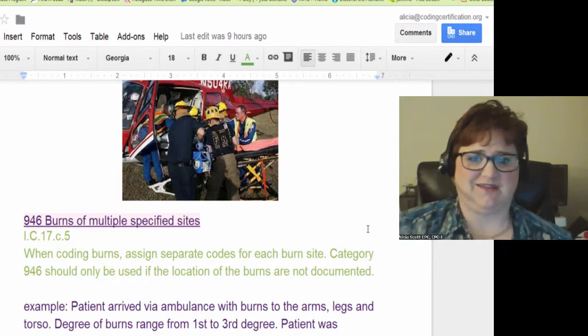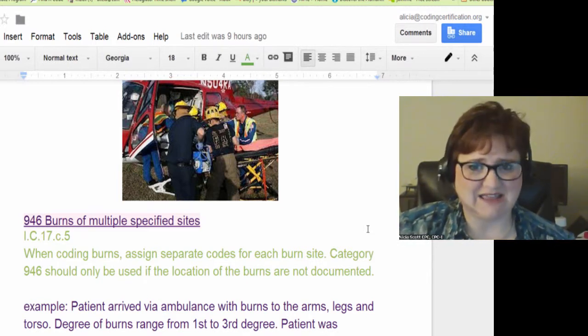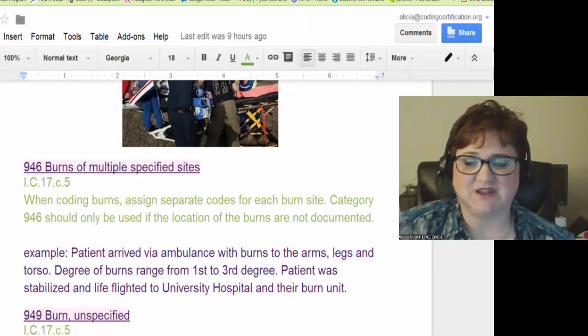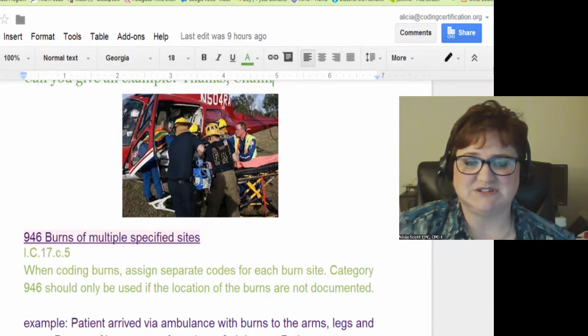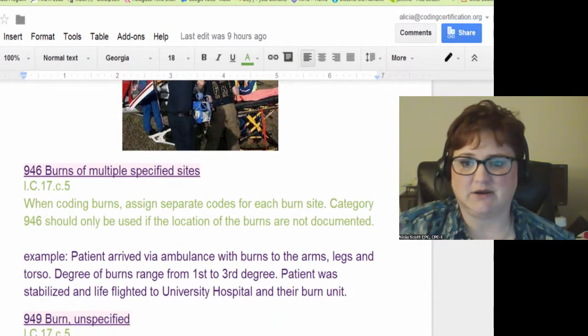Well, you're thinking, when would they ever not document burns? Well, surprisingly, it can happen, and I came up with an example off the top of my pretty little head. Although my grandmother used to say pointed head, I like pretty little head better.